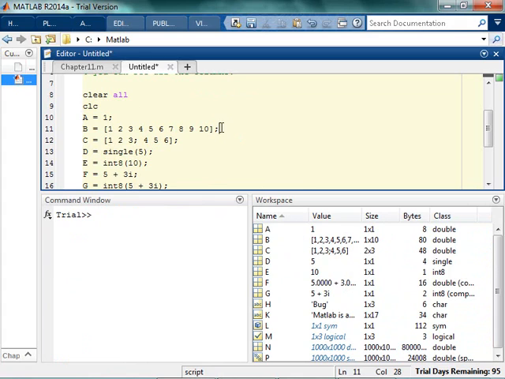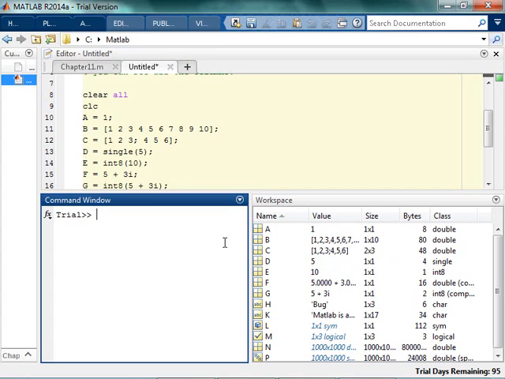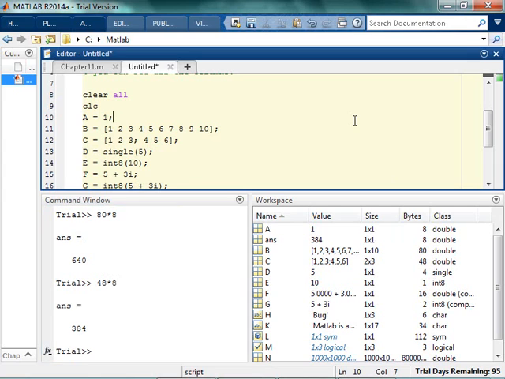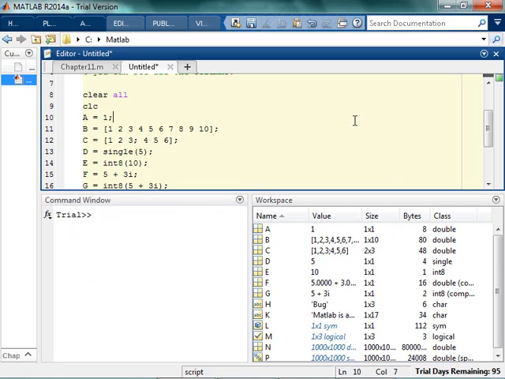Now, I have the numbers 1 through 10, and since there's 10 of them, that means I have 8 times 10 bytes. So that's 80 bytes, so that's 80 times 8, so that's 640 bits. I probably could have done that in my head. 640 bits that thing is taking up. C was a 2 by 3 matrix, so it's taking 6 times 8 is 48 bytes, or 48 times 8 bits, so 384 bits. Okay, now that was double precision.